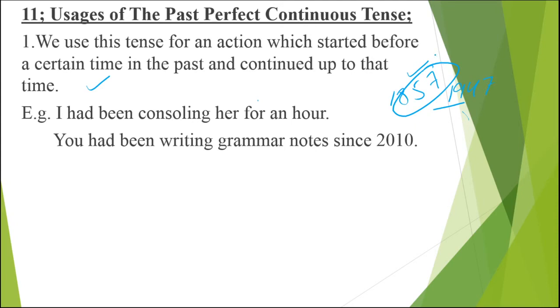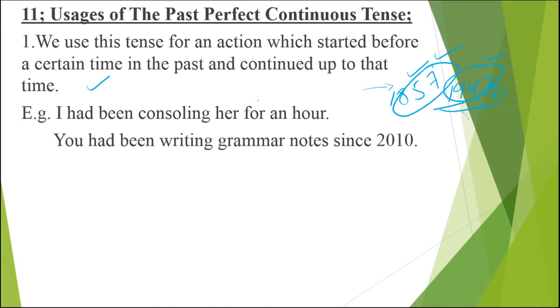So see, it started before a certain time in the past and continued up to that time, and that time is also in the past. From 1857 to 1947, how many leaders came and how much they struggled, and they even sacrificed their lives, and finally they got an independent country in the name of Pakistan in 1947. So it started in the past, in 1857, and continued for several years and was completed before that time.